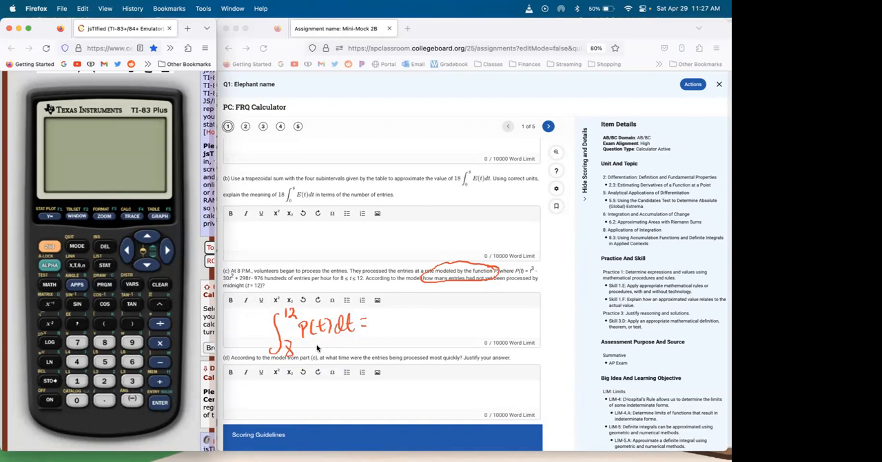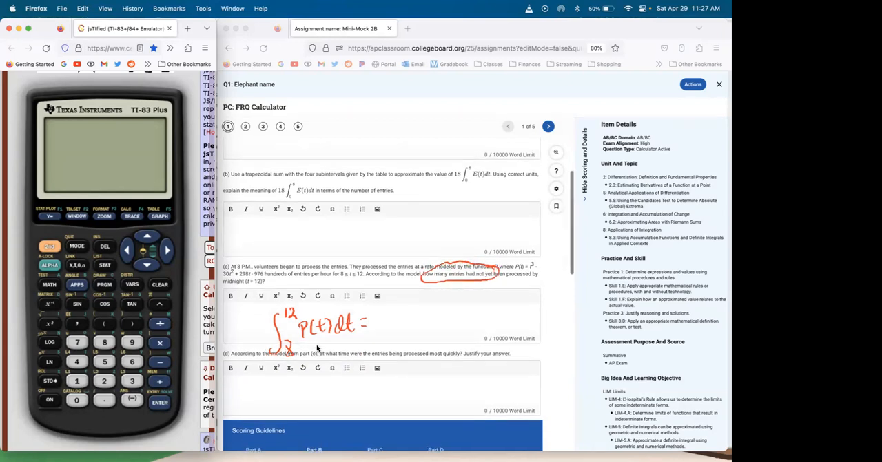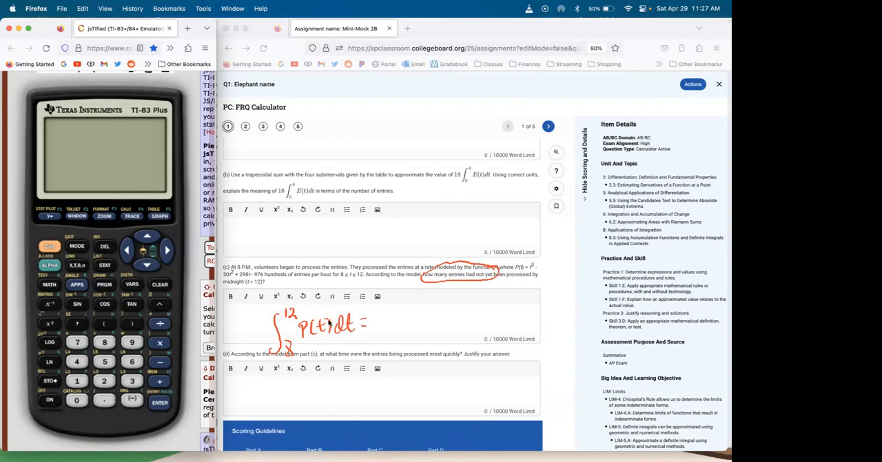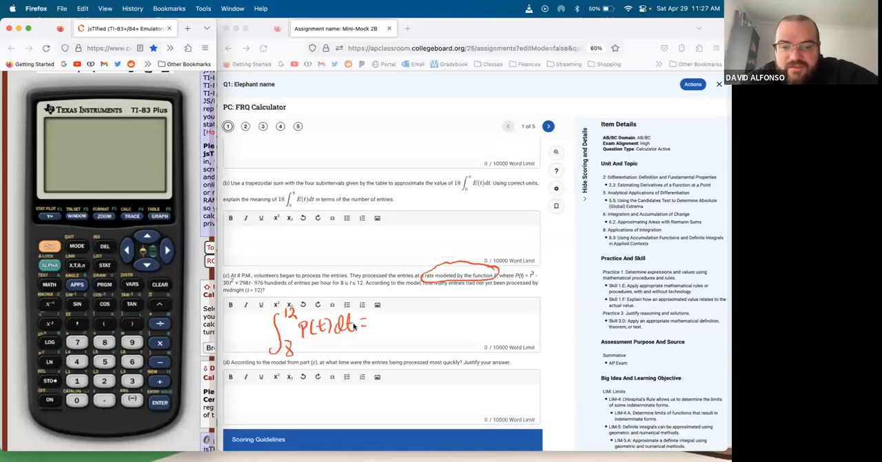I'm just guessing, but would it be like at the rates of like hundreds from 8 to 12, or I don't know. What's the antiderivative of rate? Would it be like the amount of processed entries? Yes, this is the net change.